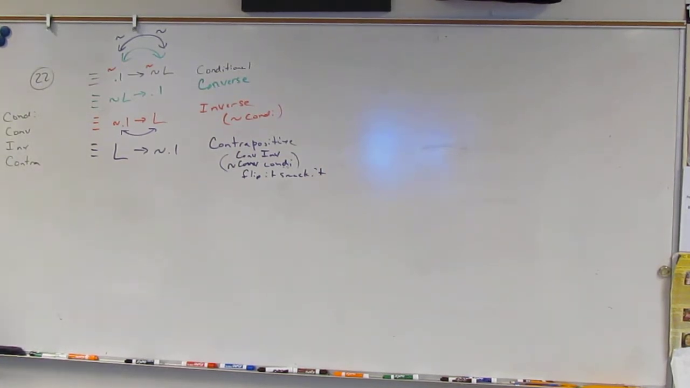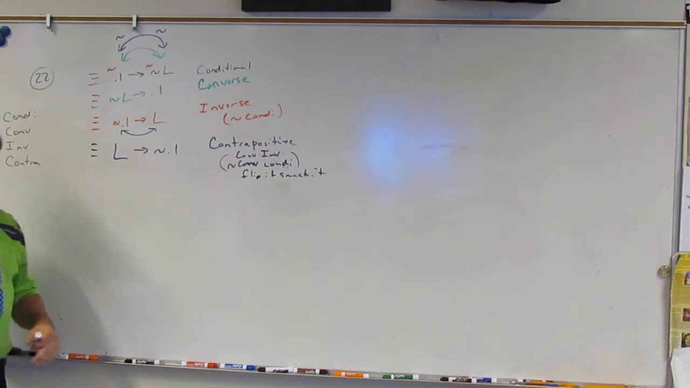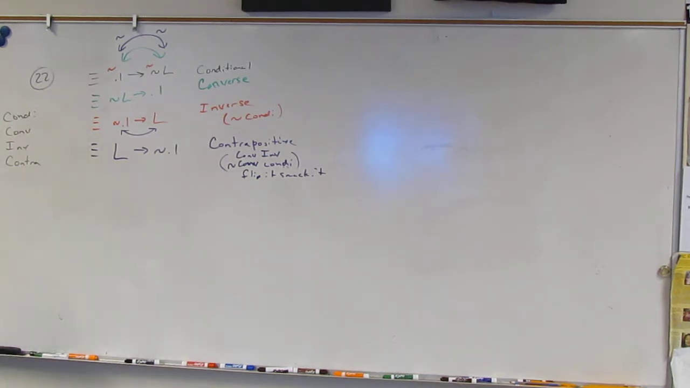Okay. A lot of ways to get there. You got to figure out what's good for you. Maybe just have an example like this in your cheat sheet so you can go, okay, I'm going to do this, I'm going to do this, I'm going to do this. Okay? So that's 22. Are we good?